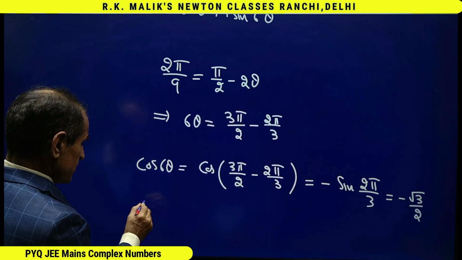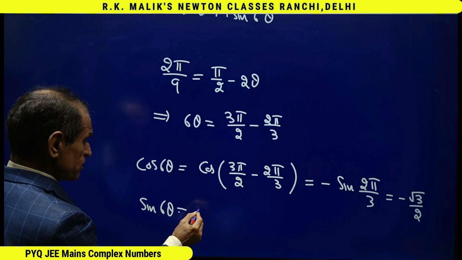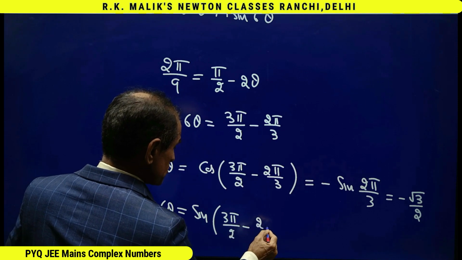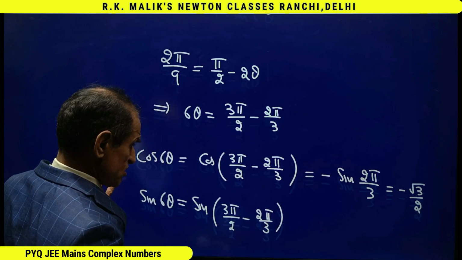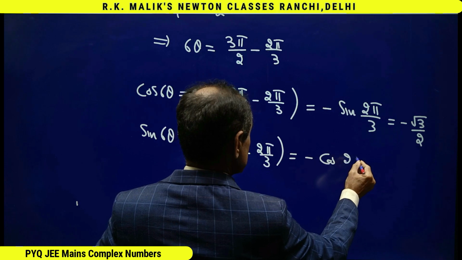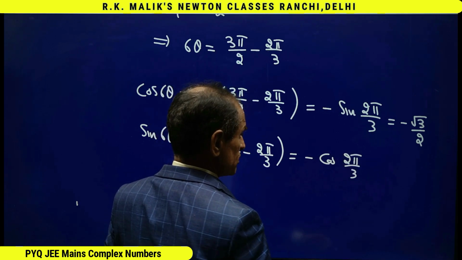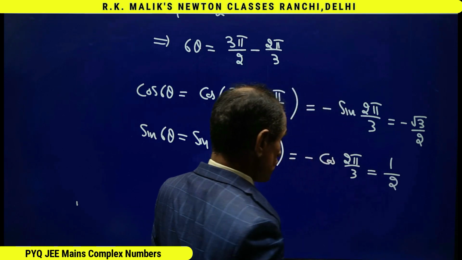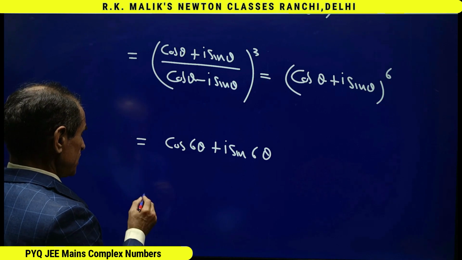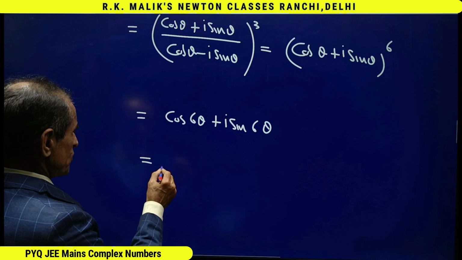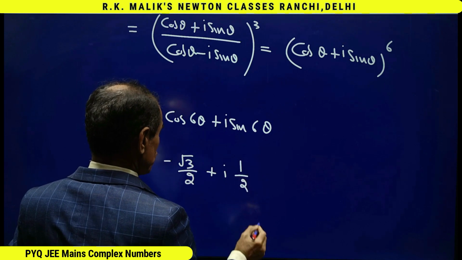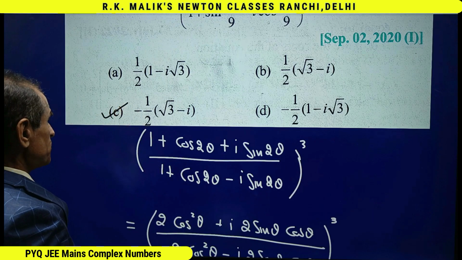root 3 by 2, and sin 6 theta will become sin of (3 pi by 2 minus 2 pi by 3), that is 1 by 2. Now, putting back the value of cos 6 theta and sin 6 theta, I get minus root 3 by 2 plus I into 1 by 2. Hence, C becomes the correct choice.